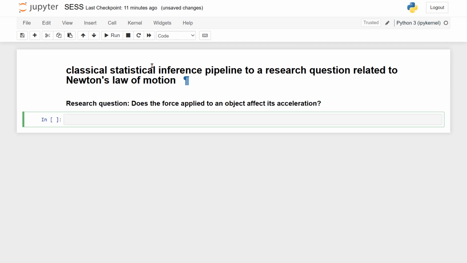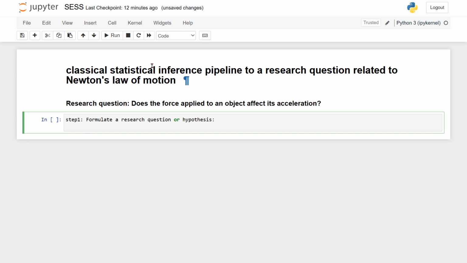So now, as we have discussed, step 1 is to formulate a research question or hypothesis. Our research question was formulated, so now it's time for the hypothesis. The research question of interest is whether there is a relationship between the force applied to an object and its acceleration. Does the force applied to an object affect its acceleration? Now let's convert this research question into a hypothesis.